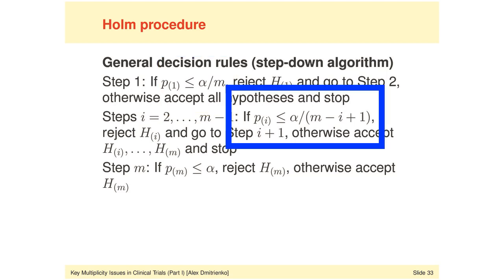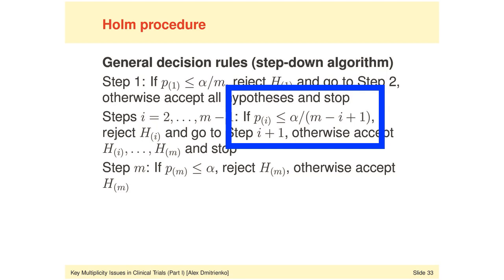The significance level is not alpha over m anymore. In general, it will be alpha over m minus i plus 1, where i indicates the step that we're at. And this is how the Holm procedure gains a power advantage over the basic Bonferroni.